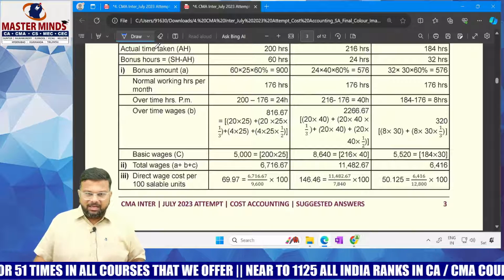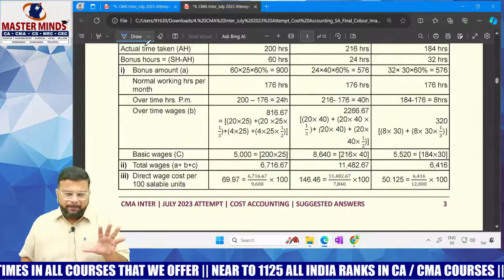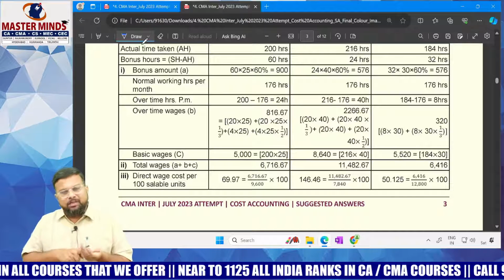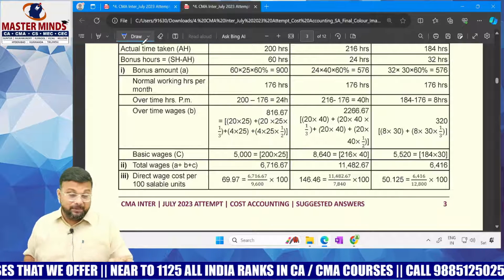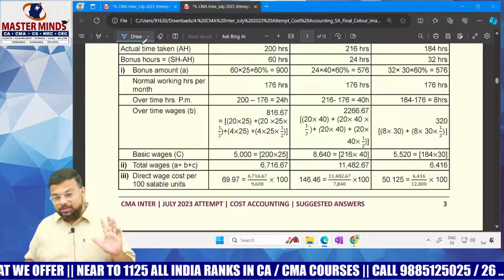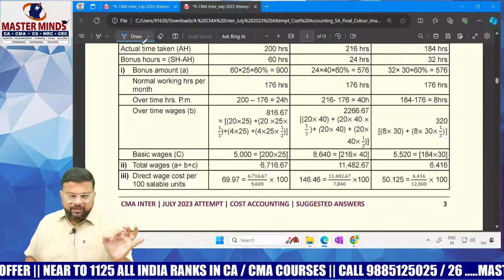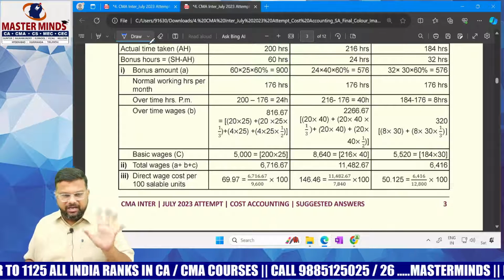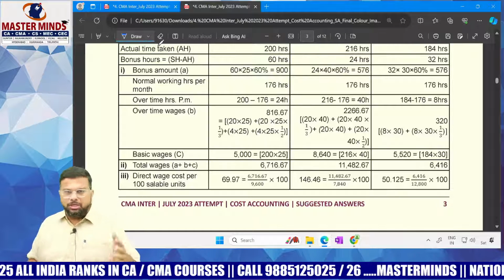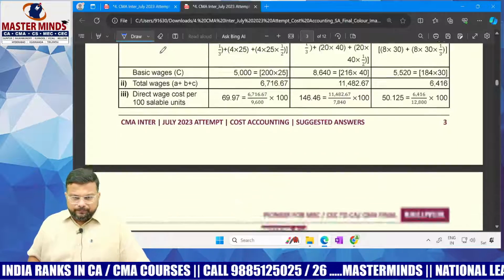So this question is dependent on basics. It is not only covering the bonus point, which is bonus and the non-standard plan, but also covering overtime aspect also. So you can treat it as a comprehensive question. If you are thorough with that one particular sentence which I have highlighted, you can do this problem very, very easily. Solution is available in front of you.